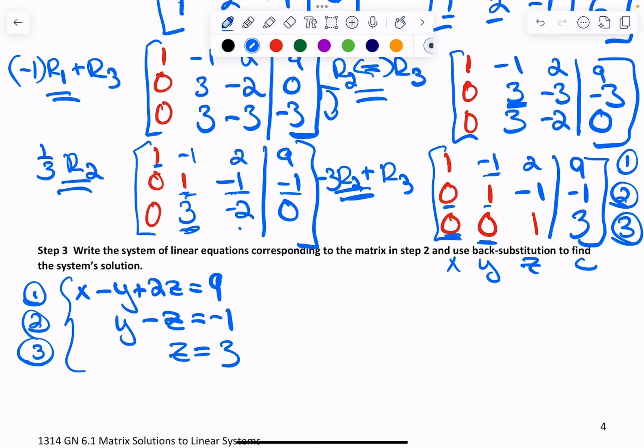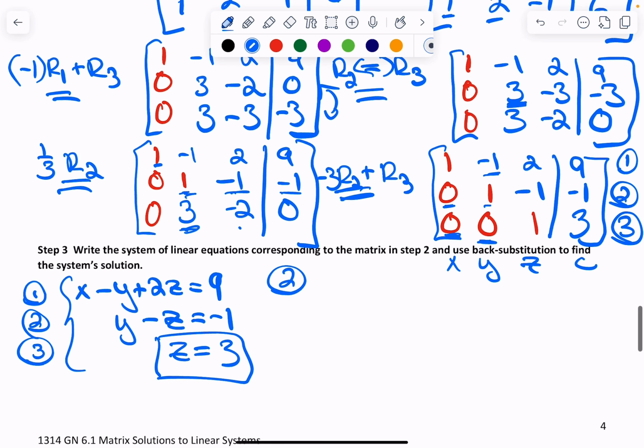Now, why did we do all this work? Because now we know that z is 3. What we're going to do is take the second equation, y minus z equals -1, and plug this 3 in here. So y minus 3 equals -1. Well, we get y equals 2, right?